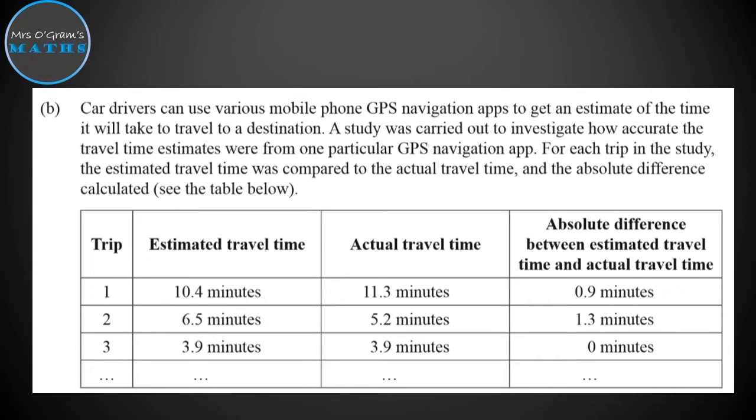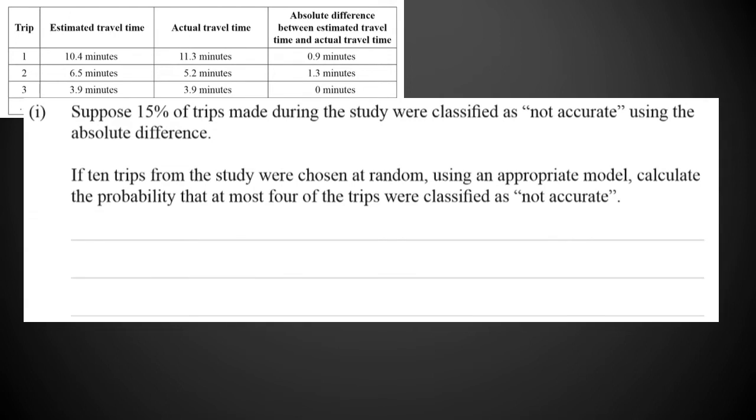Okay, so question 1b is about a GPS navigation app and comparing the actual travel time and the estimated travel time given by the GPS app. Now the situation of this isn't too important just now when we're calculating the answer to the first part. I've just put that up in the corner so we can see the next bit of the question.